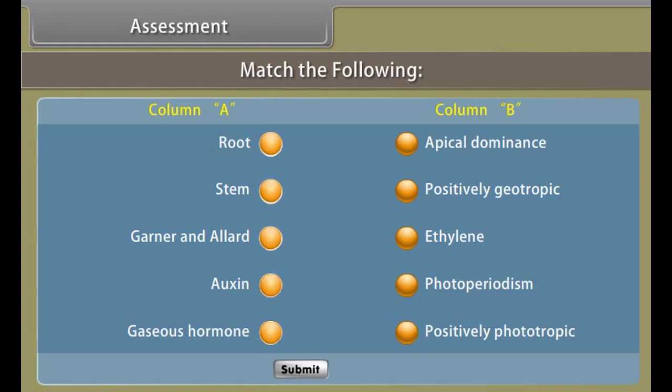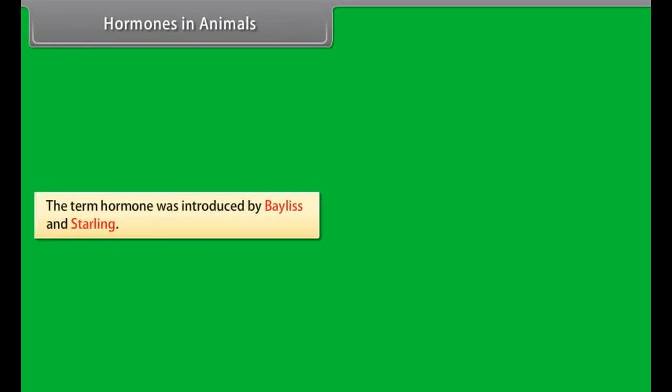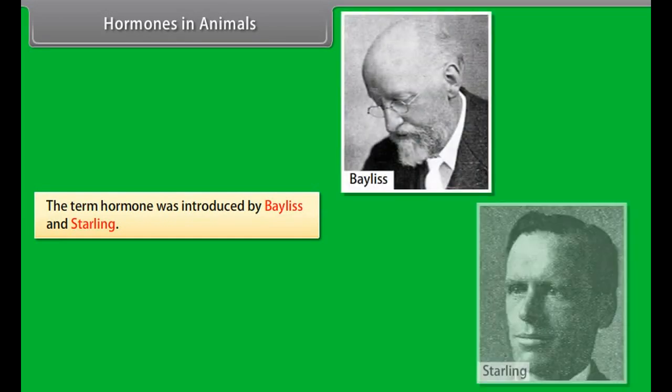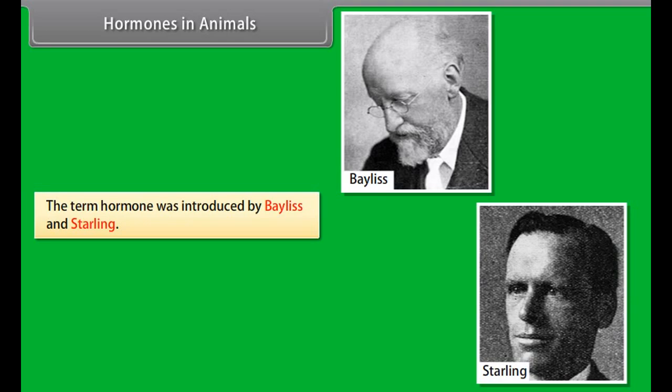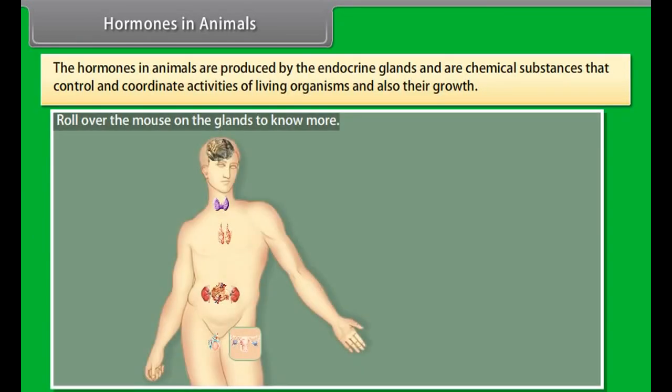The hormones in animals are produced by the endocrine glands and are chemical substances that control and coordinate activities of living organisms and also their growth. Animal hormones do not bring about directional growth depending on environmental cues, but promote controlled growth in various areas to maintain the body design. Animal hormones and their functions and deficiency diseases are as given in table.